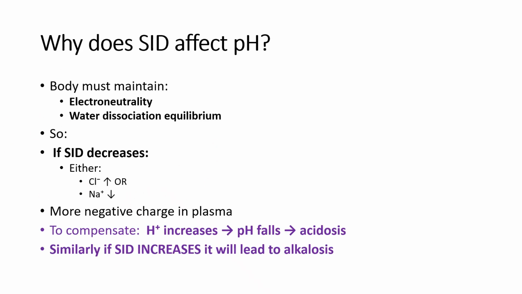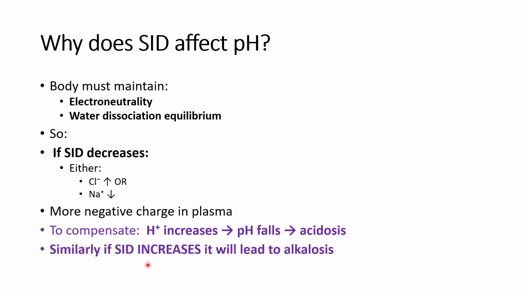Now, why will this affect pH? Again, remember that the body must maintain electrical neutrality, and it is always in a state of equilibrium. Every reversible reaction is happening in equilibrium. Now let's say the strong ion difference decreases, either due to an increase in chloride or a decrease in sodium. Effectively, what it signifies is that there is more major negative charge in the plasma. To compensate for this, the body has to increase H plus, which will cause a fall in pH, leading to acidosis.